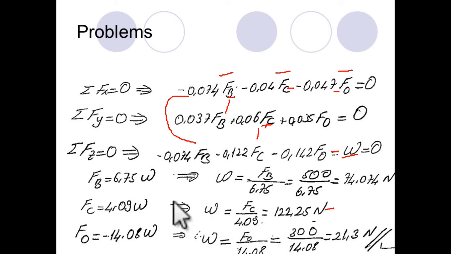And at last I have the weight by means of FO. So I just take the absolute value in this case. So I omit the negative sign here, and I calculate W as FO divided by 14.08. So FO can be at most 300 newtons. Okay, so if you divide 300 by 14.08, what you are going to get is 21, sorry, this line should be here. Okay, 21.3 newtons.